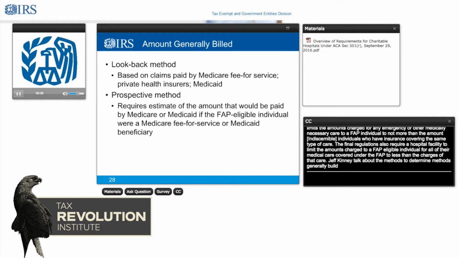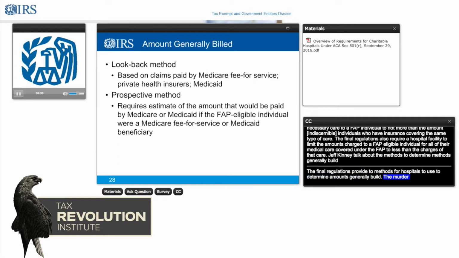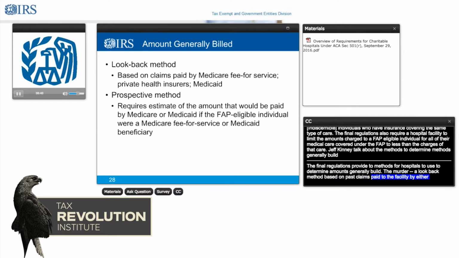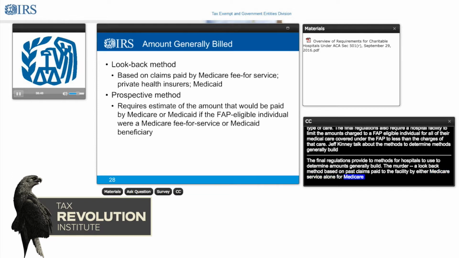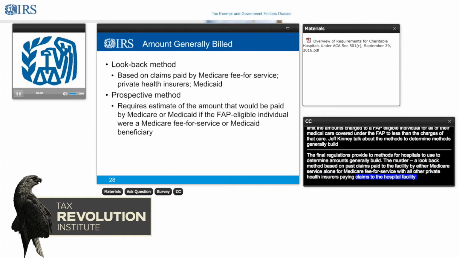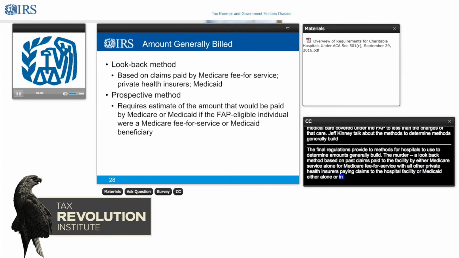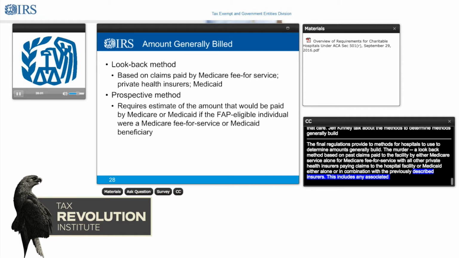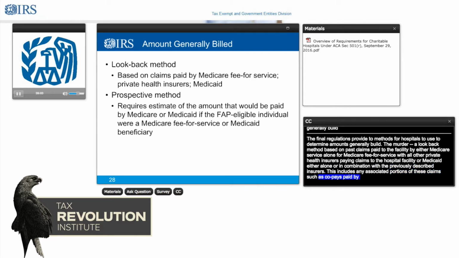The final regulations provide two methods for hospitals to use to determine amounts generally billed. The first method is a look-back method based on actual past claims paid to the hospital facility by either Medicare fee-for-service alone or Medicare fee-for-service together with all private health insurers paying claims to the hospital facility, or Medicaid, either alone or in combination with the previously described insurers. This includes any associated portions of these claims, such as co-pays paid by Medicare beneficiaries or by insured individuals.